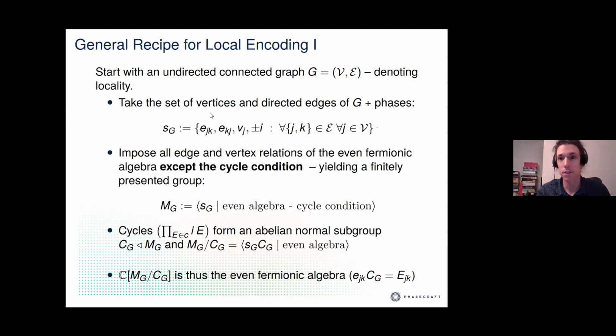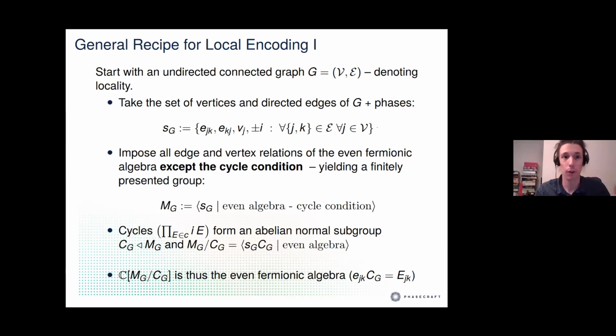So this is the set of elements that form a free group, and then we impose these additional conditions from the even algebra, except the cycle conditions, okay? And now the cycles, the products of edges that form cycles in this group MG, form an abelian normal subgroup, okay? And then if you take this group MG and you take the quotient with the cycles, you effectively retrieve, as you might expect, the even fermionic algebra. More precisely, if you take the group algebra of this quotient group, then you get the even fermionic algebra. And you can associate some of the edge operators with these particular edge elements in the graph with coset with the cycle group.